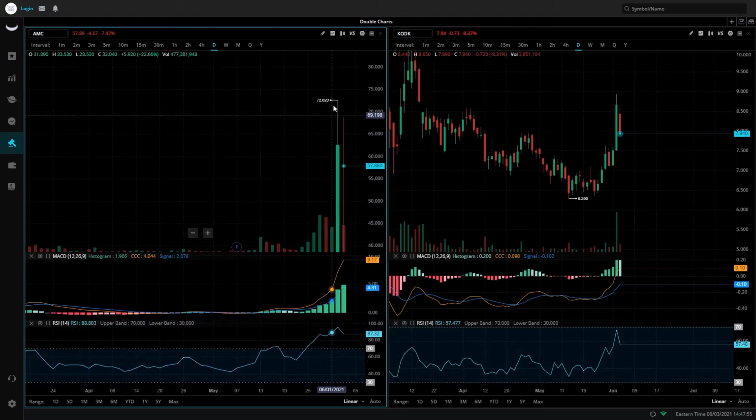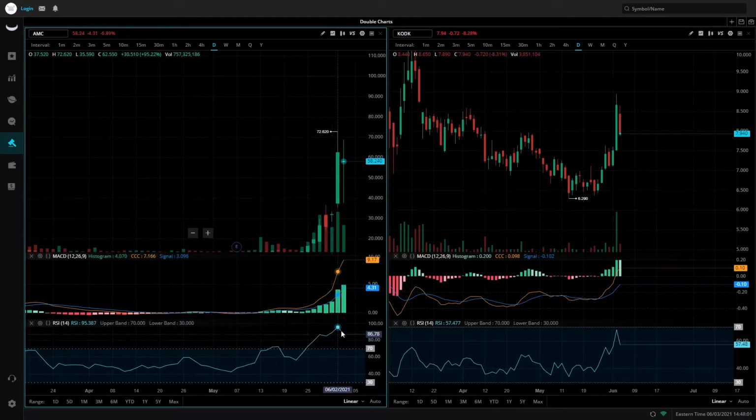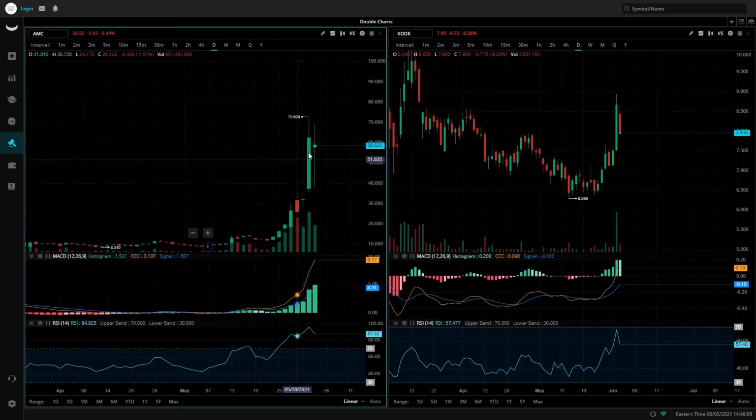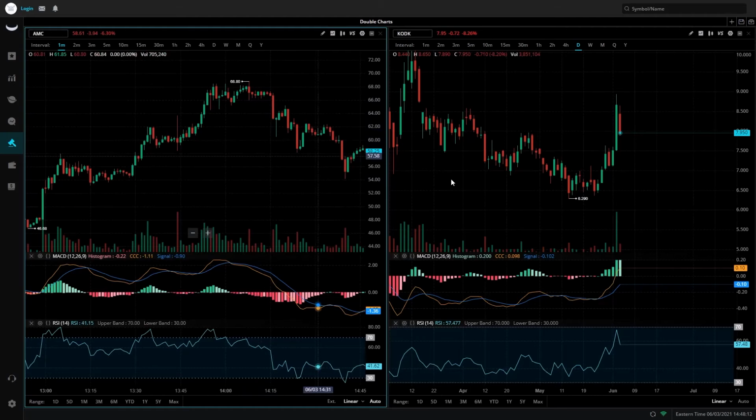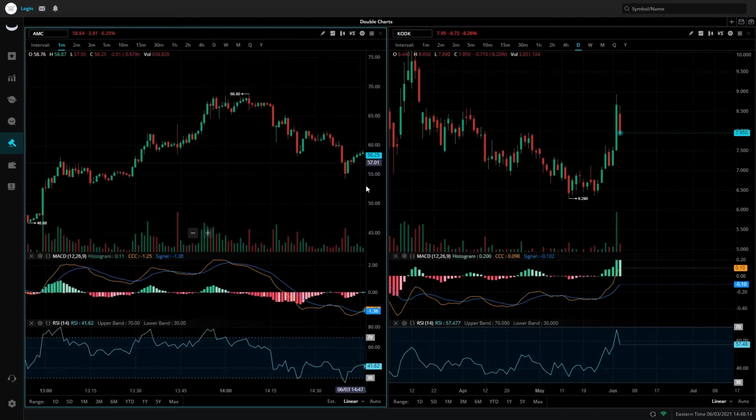You would have gotten out somewhere in this big green candle right here, because RSI is just saying 70 is overbought. But when you see 95 like that, you just want to get out, right? Because it happens. So that's an indication of bearish divergence that you can use on the minute chart or on the daily chart, whatever you'd like.